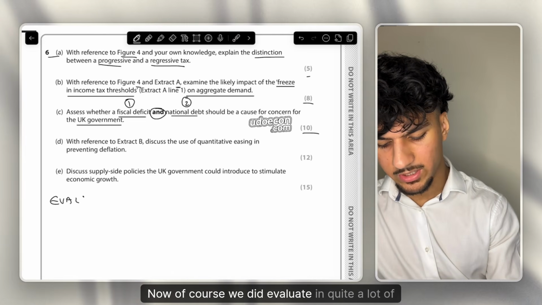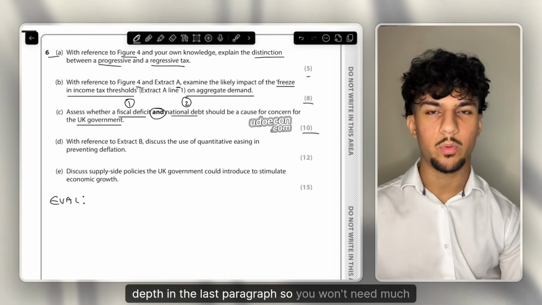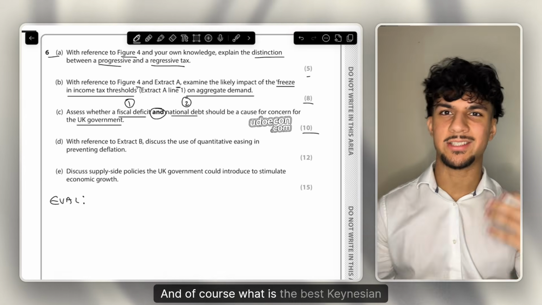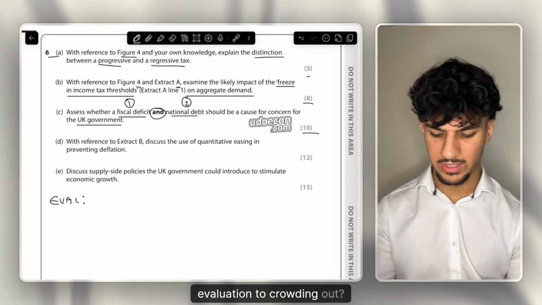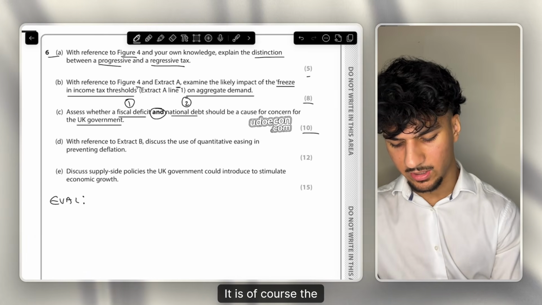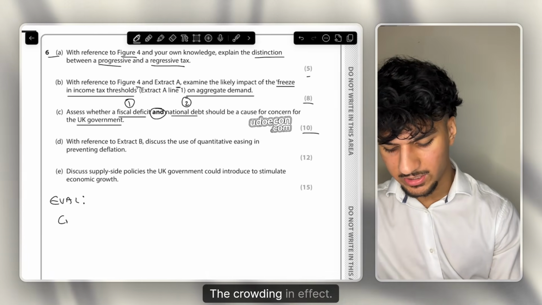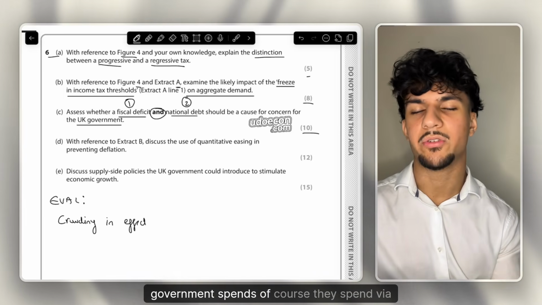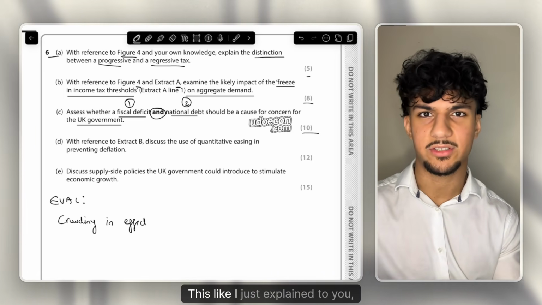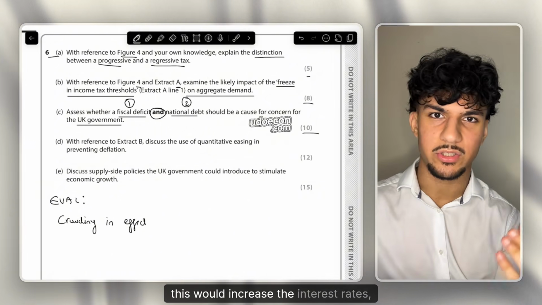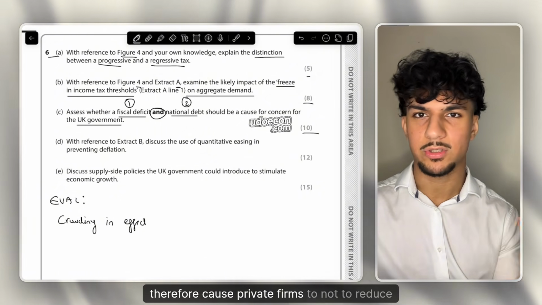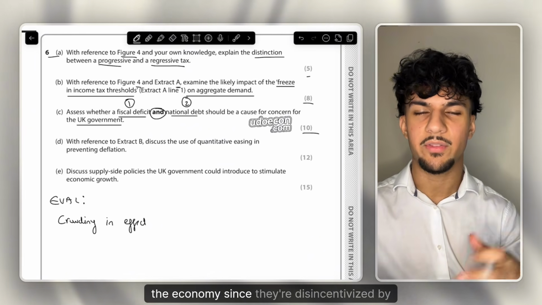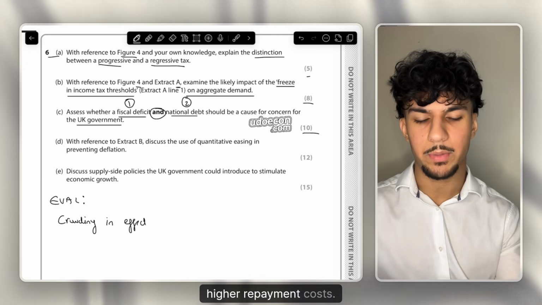Now, of course, we did evaluate in quite a lot of depth in the last paragraph, so you won't need much here. One simple evaluation point should do. And of course, what is the best Keynesian evaluation to crowding out? It is, of course, the opposite of it, the crowding in effect. Essentially, crowding out suggests that when the government spends, they spend via borrowing. This, like I just explained, will increase the interest rates, therefore causing private firms to reduce their investment, to reduce their intervention in the economy, since they're disincentivized by higher repayment costs.